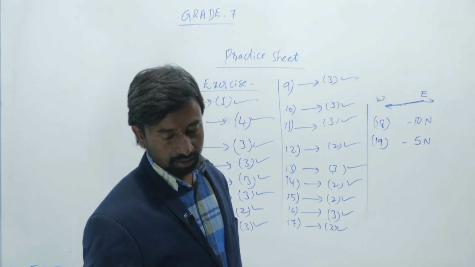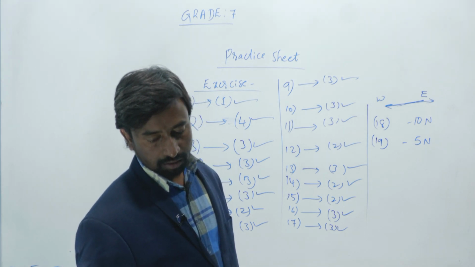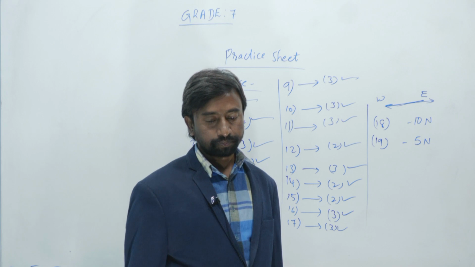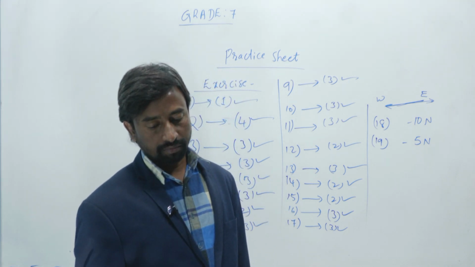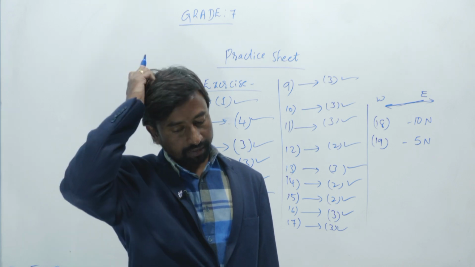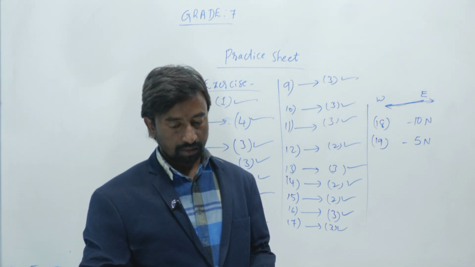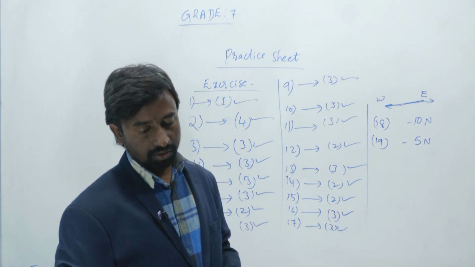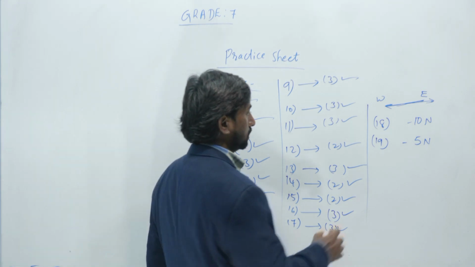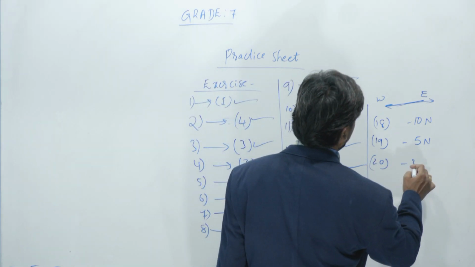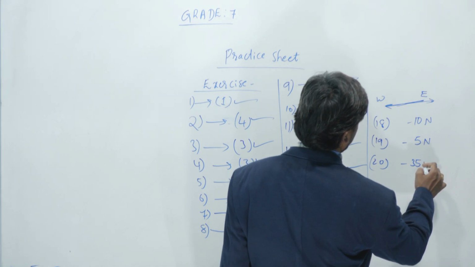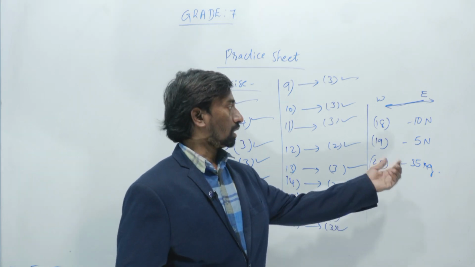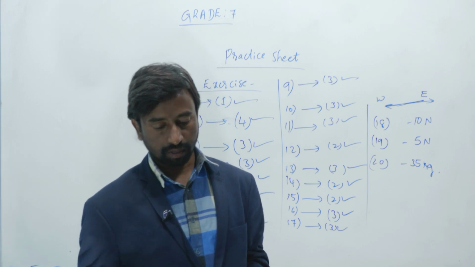A weighing machine records 35 kg when a boy stands on it. Then the reaction of the machine is? It is the normal reaction, so the reaction of the machine is the same, 35, but in the opposite direction, minus 35 kg. Minus indicates the opposite direction.